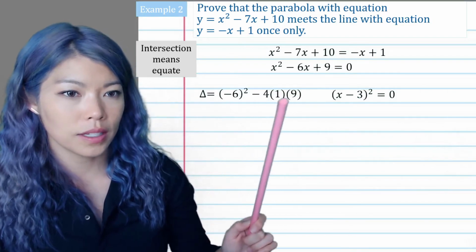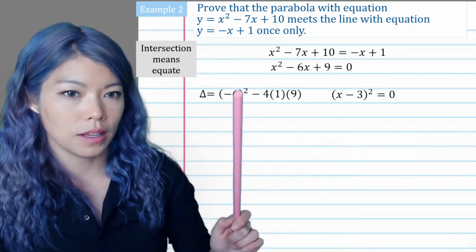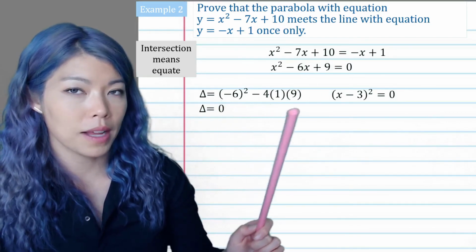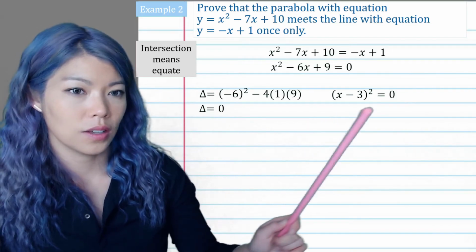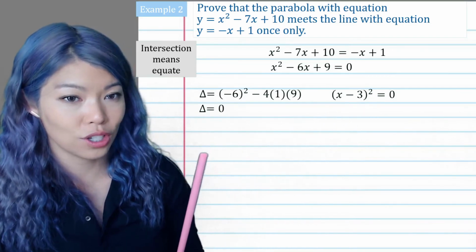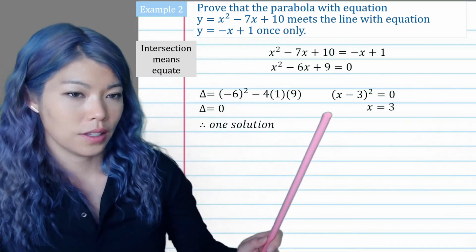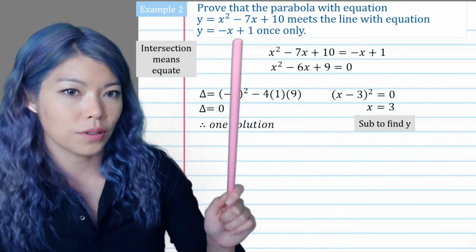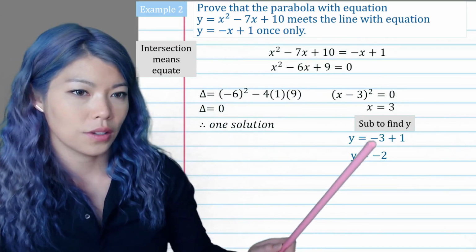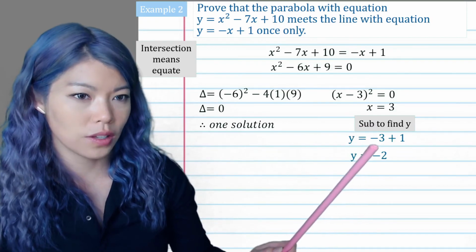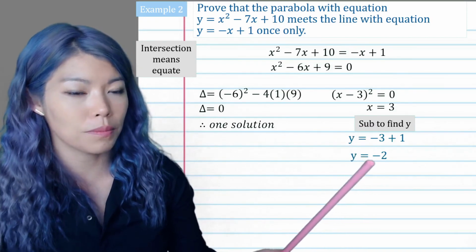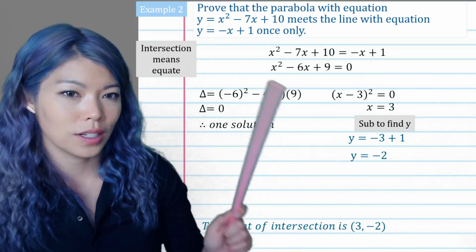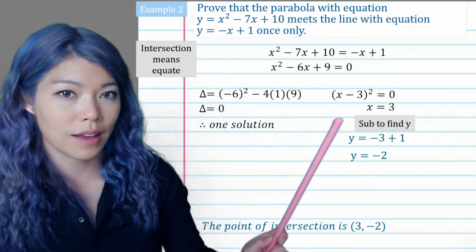And the discriminant is, that's b, a is 1 and c is 9. We can work that out as 36 minus 36, which is 0. So we can see that it's going to give us one solution. So the solution is that x equals 3. Now we substitute to find y, and of course we pick the easier equation. So when x is 3, y is minus 3 plus 1, which is minus 2. So the point of intersection is (3, minus 2). So the discriminant helps us see that we only have one solution.